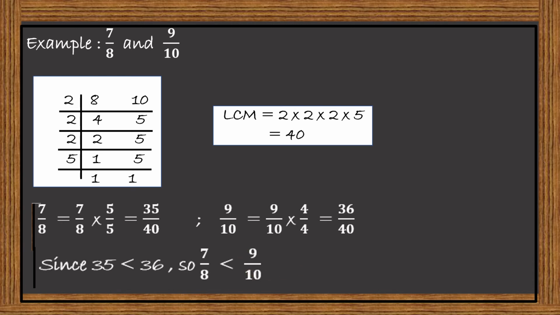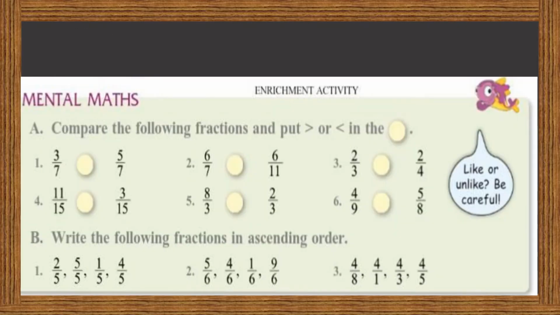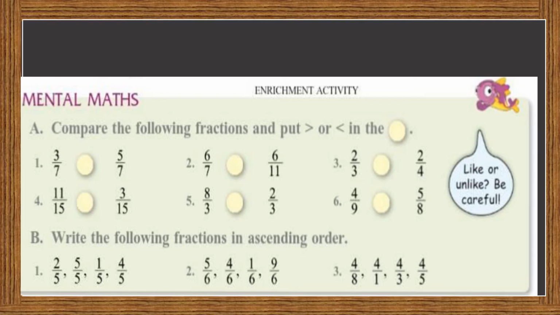Here we have seen the different types. Let's try out the mental maths enrichment activity. Just now we have seen the example, so let's try it out to see how much we have understood. Okay, so it is the mental maths enrichment activity from page number 64. The first question is, compare the following fractions and put greater than or less than in the circle. So here is a hint for you: like or unlike, be careful.